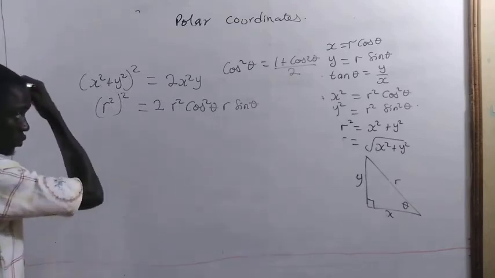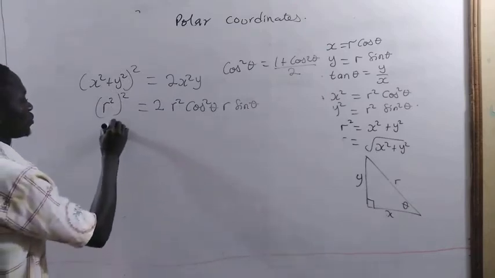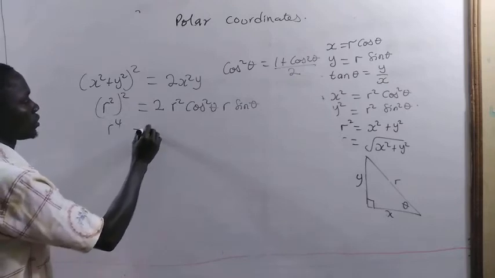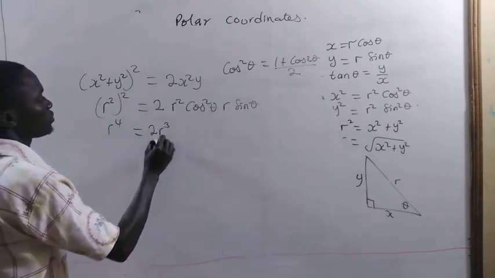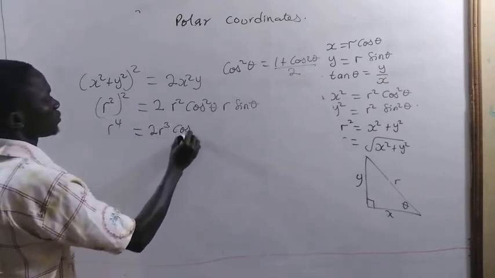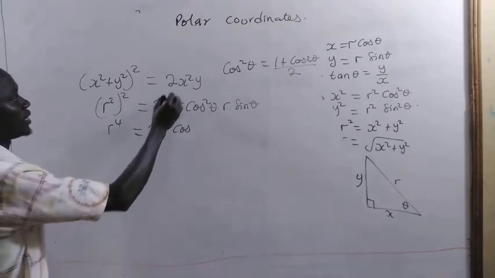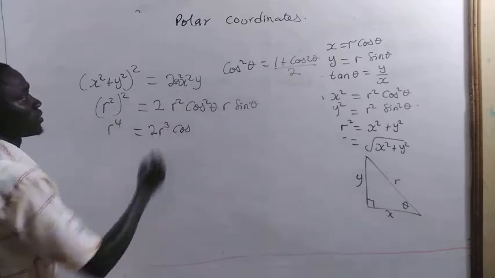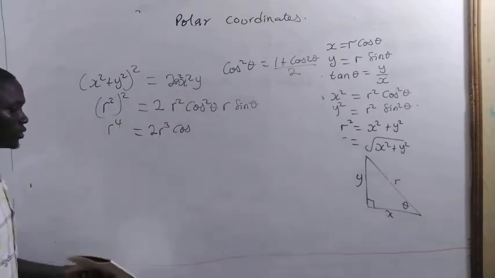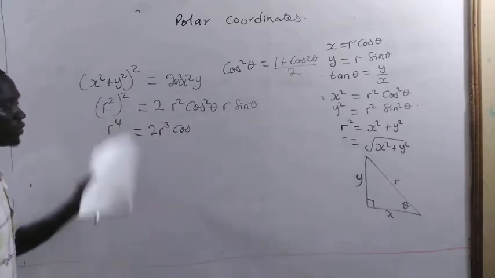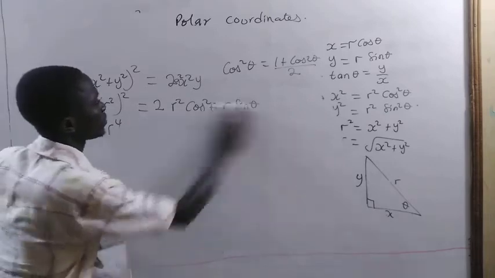But let's do this one too. This one gives me r to the power 4 equal to 2r cubed. Yes, I've done this one. I did it and then I made this place a squared. So I think it is the same thing, so there's no need doing it again in this form.